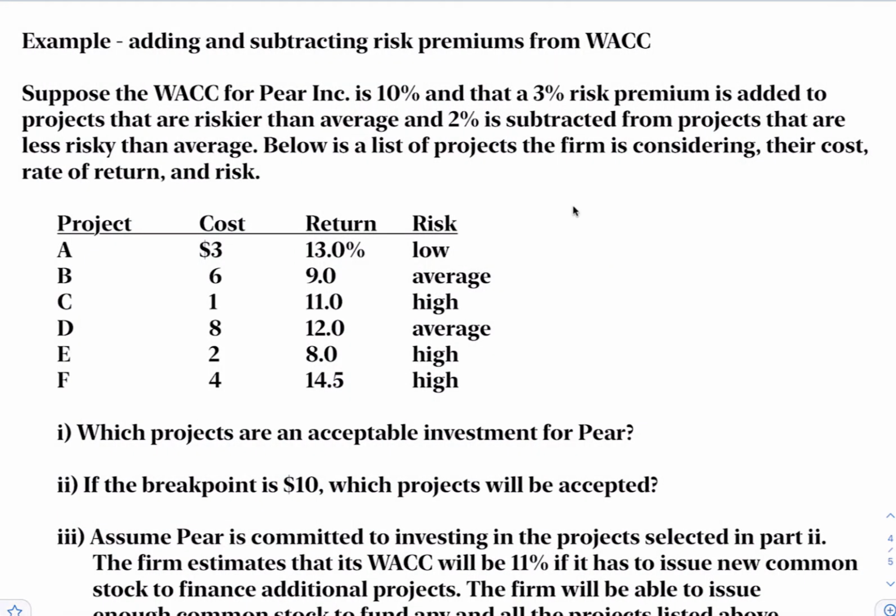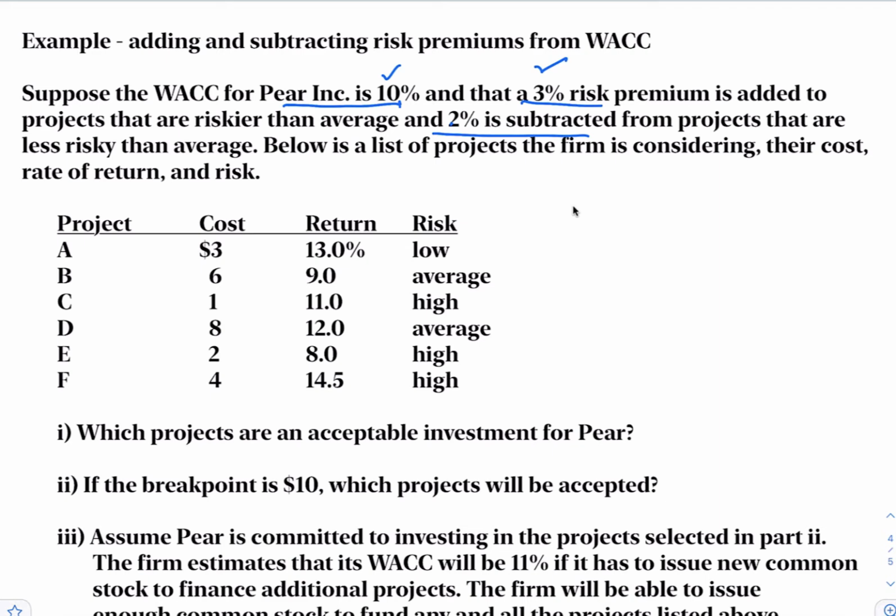So let's look at the problem. Suppose the weighted average cost of capital for PAIR is 10%, and that a 3% risk premium is added for projects that are riskier than average, and 2% is subtracted from the weighted average cost of capital for projects that are less risky than average. So average projects have what I'll call a hurdle rate of 10%. Higher than average risk projects have a 13% hurdle rate, 10 plus the 3. And if projects have low risk, then the hurdle rate will be 10 minus 2, which is 8%. So here are the projects A, B, C, D, E, and F.